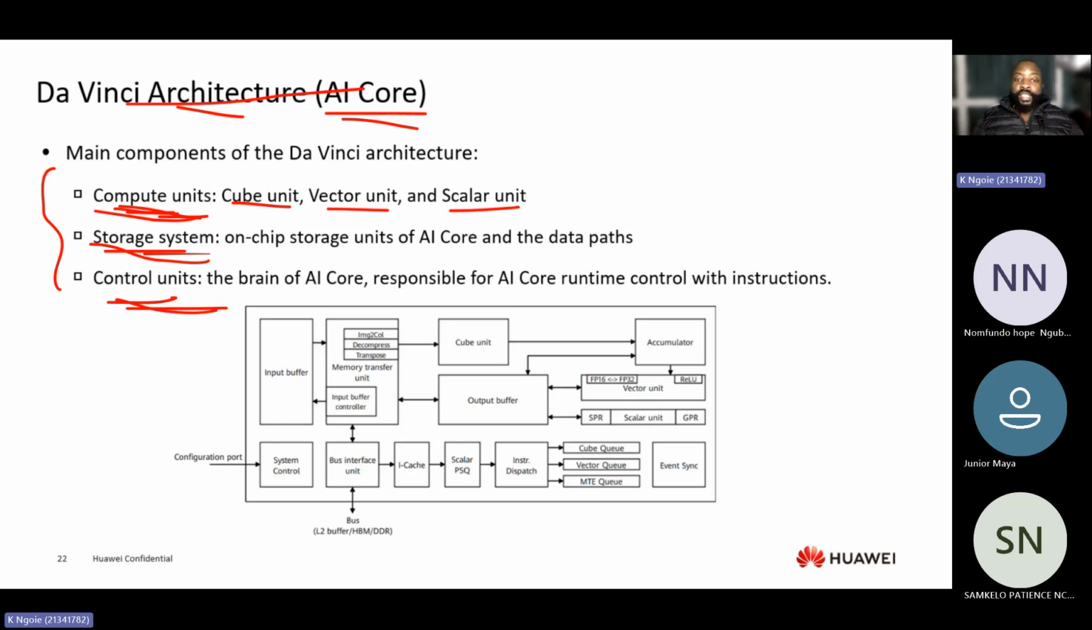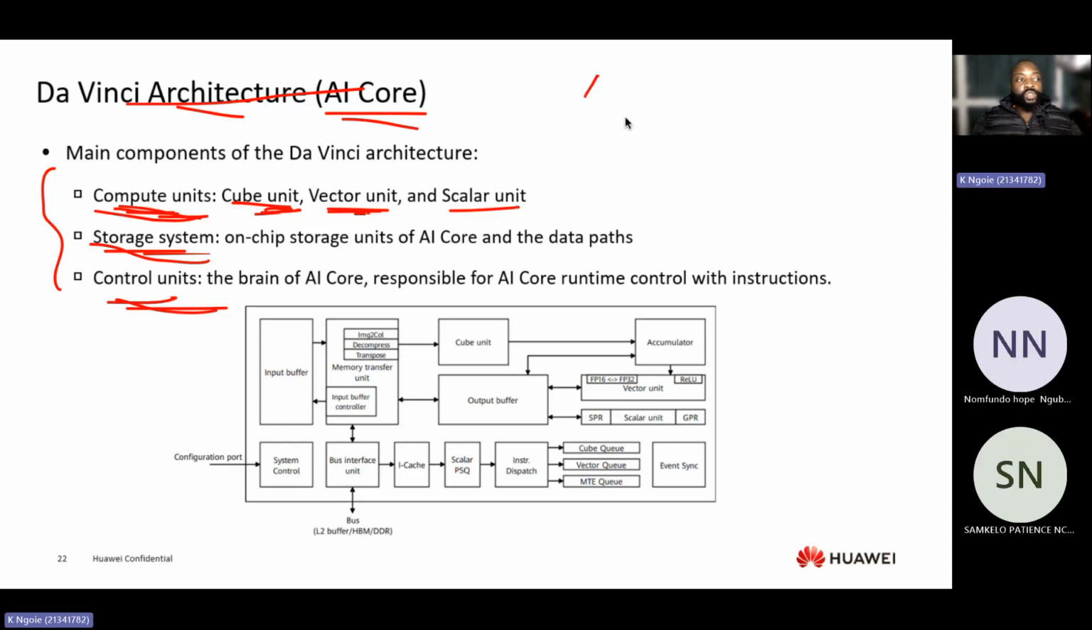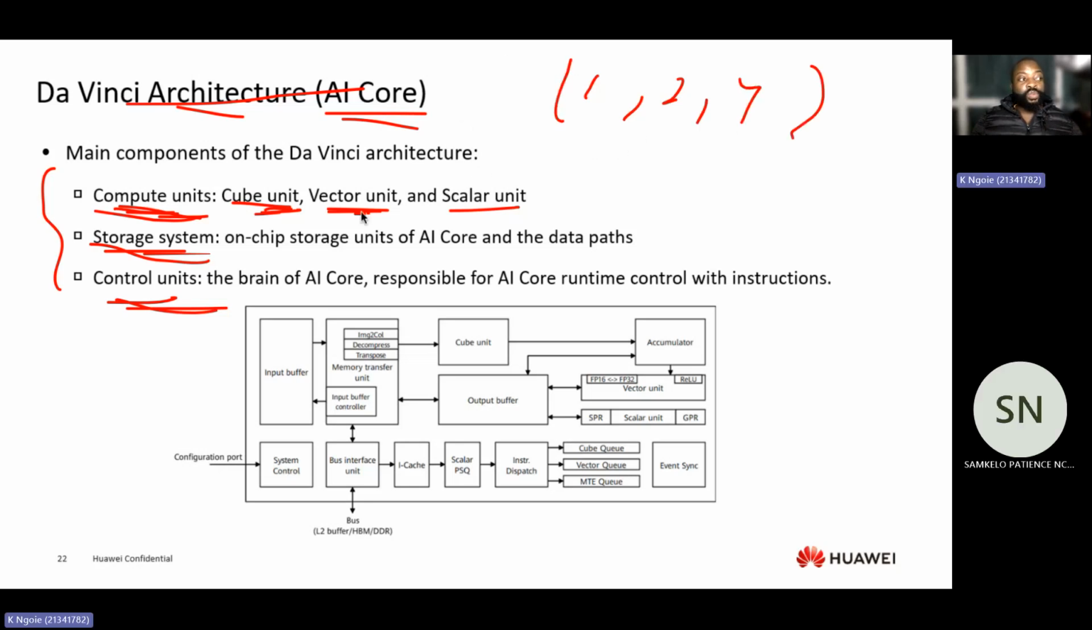Now you need to understand that we will have this cube unit, which will deal with its own operation. The vector unit will deal with its own operation. So basically, if we have vector calculations, the part of the AI processor that is going to be used will be the vector unit. If we're dealing with scalar, it will be the scalar unit. If we're dealing with matrix, it will be the cube unit.